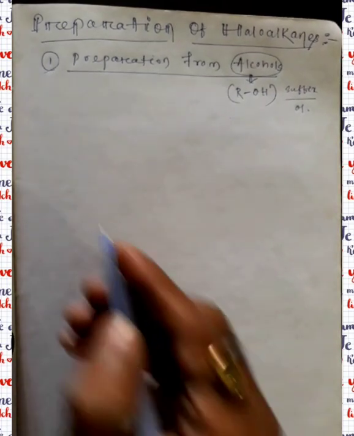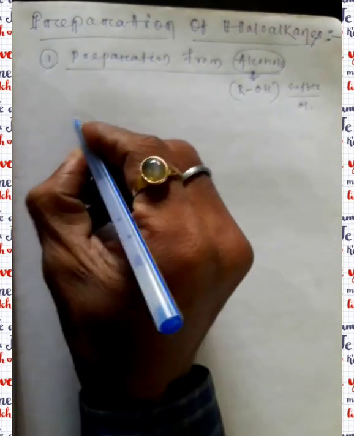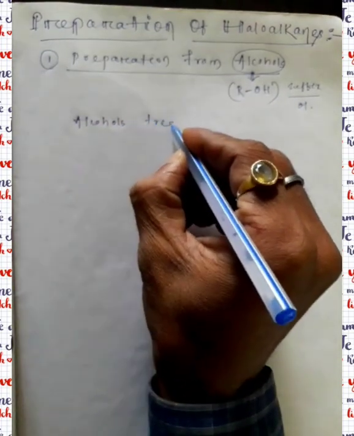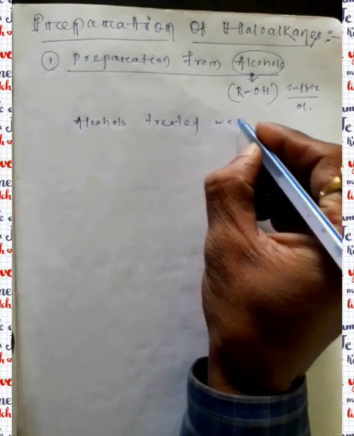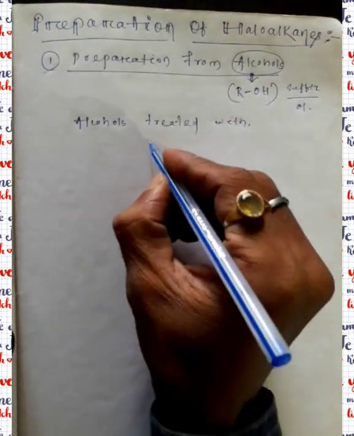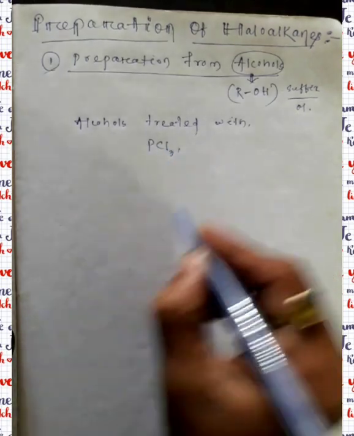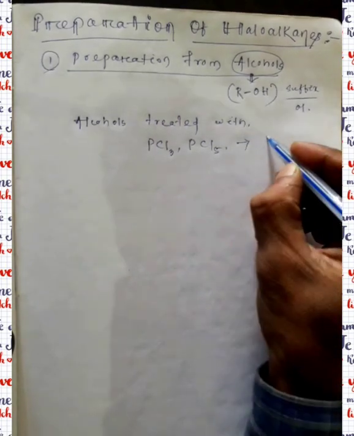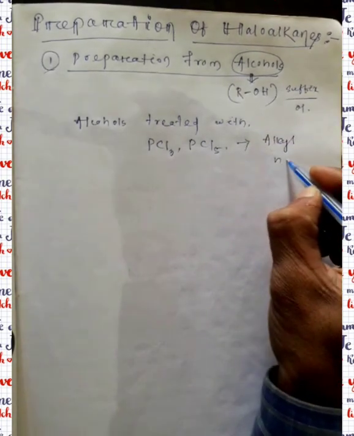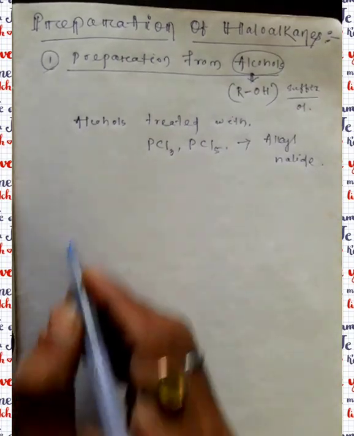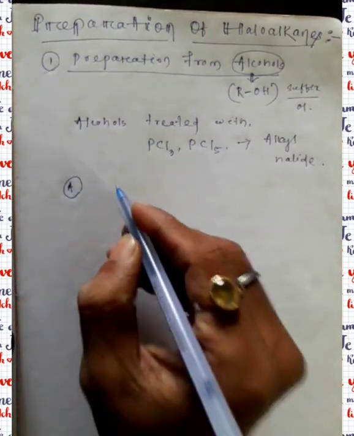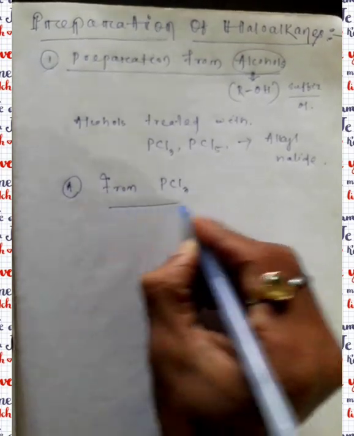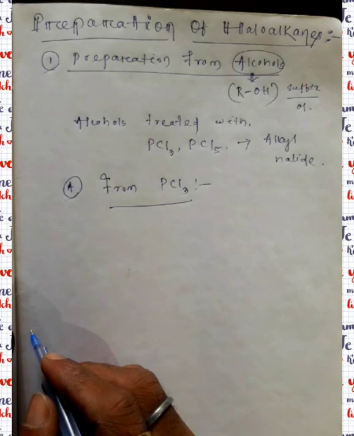You see, when the alcohols are treated with phosphorus trichloride or phosphorus pentachloride, it forms alkyl halide. First, we see how it is prepared from phosphorus trichloride, PCl3.